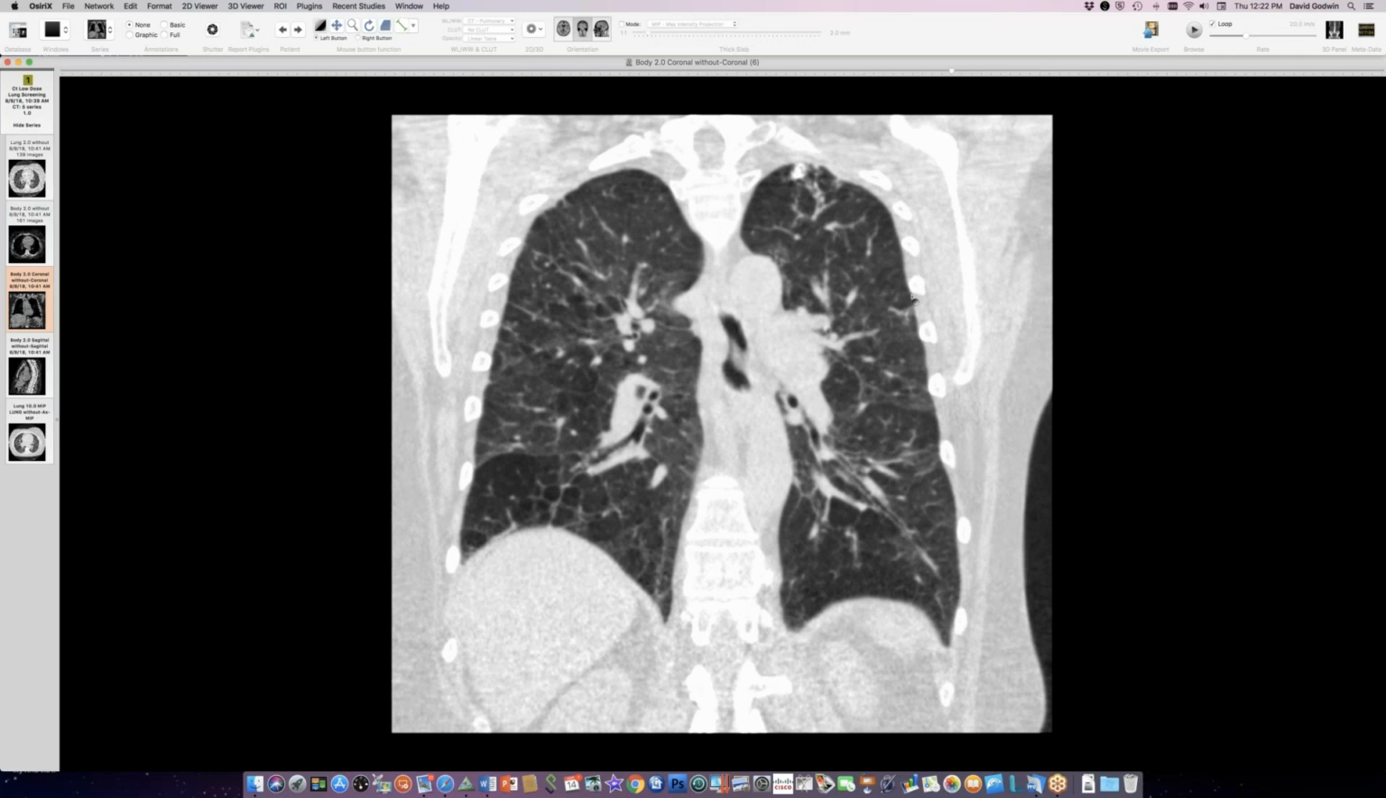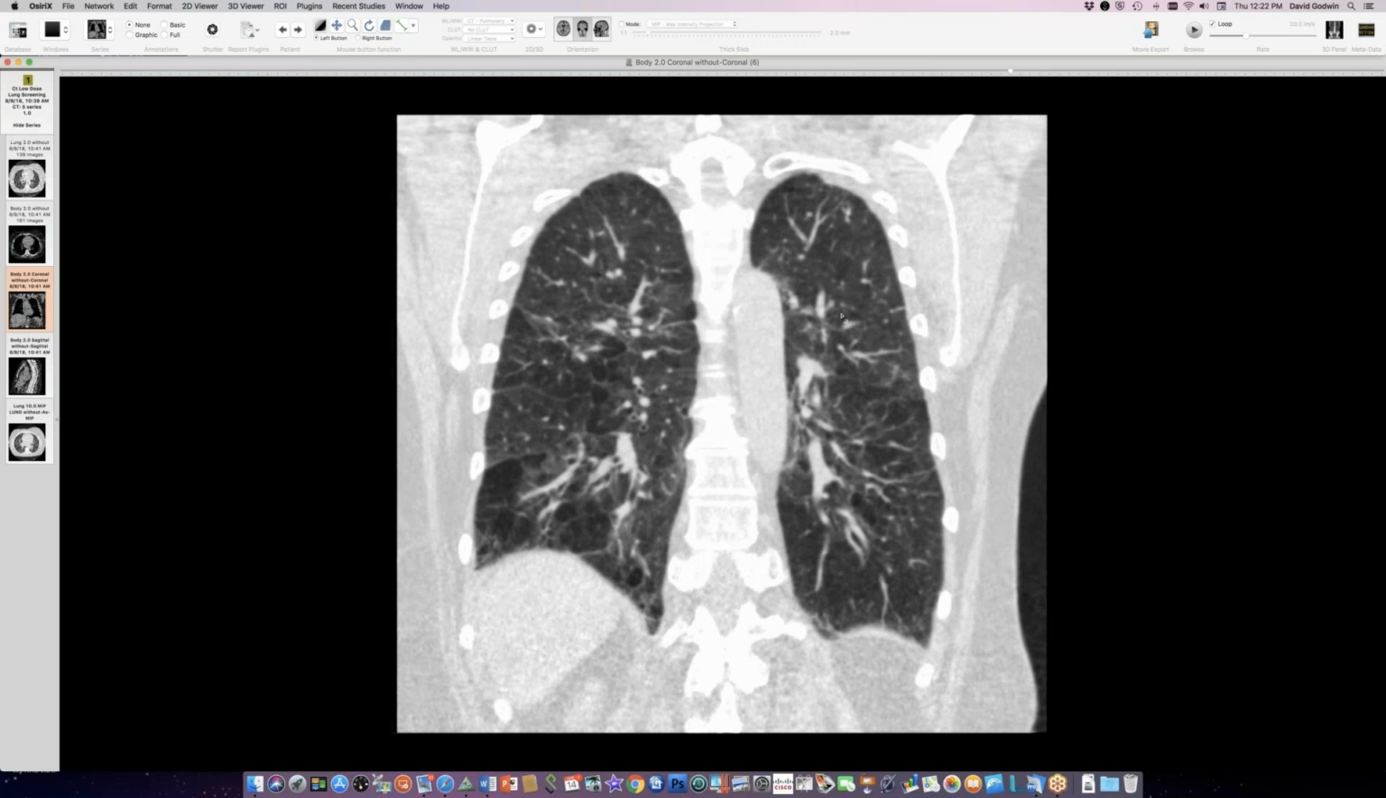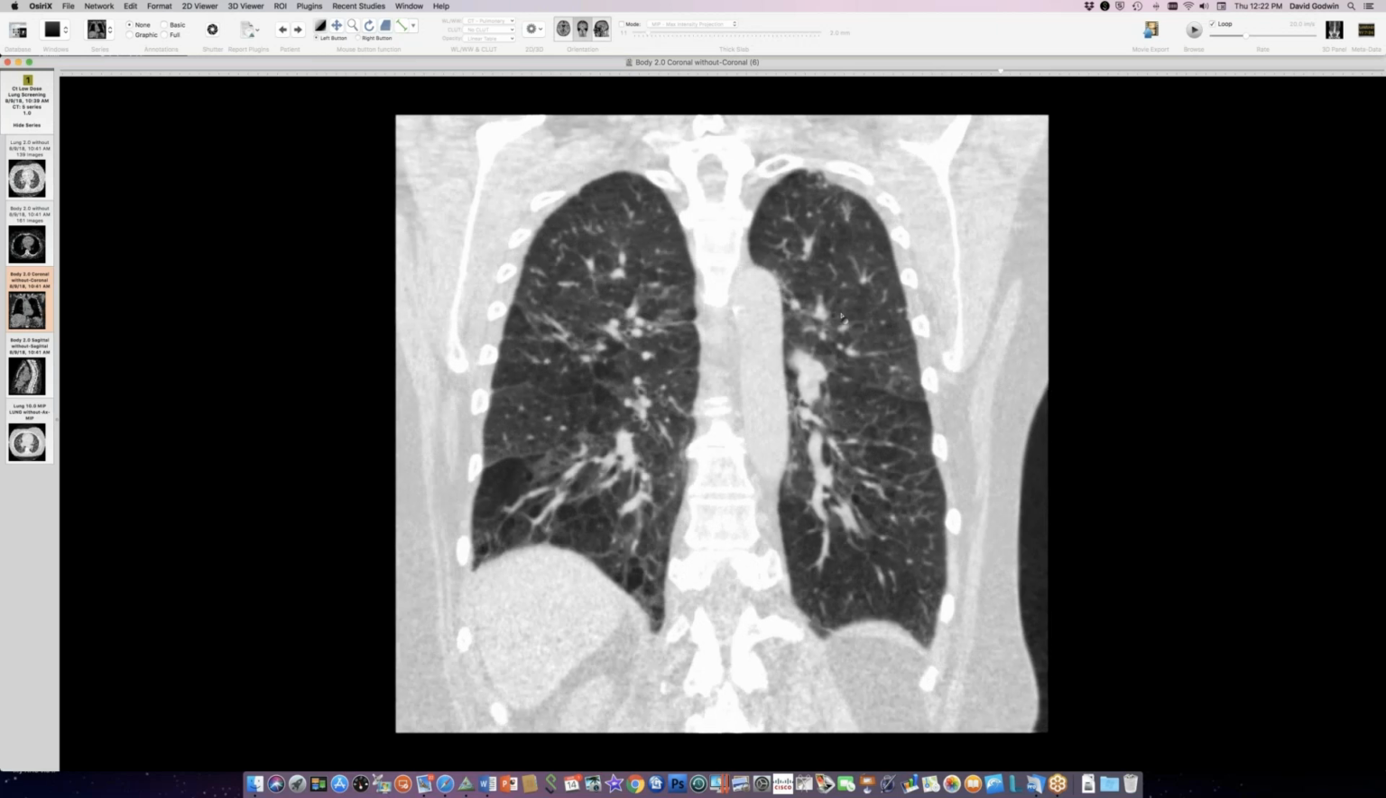David, how do you account for the mosaic attenuation? It looks like there's lobular air trapping. Did she have underlying, I mean, at first you were going to tell us this was going to be an HP in construction, but then you showed the denser stuff.